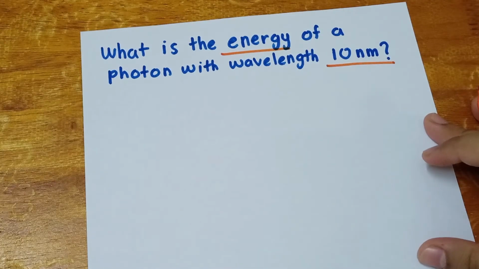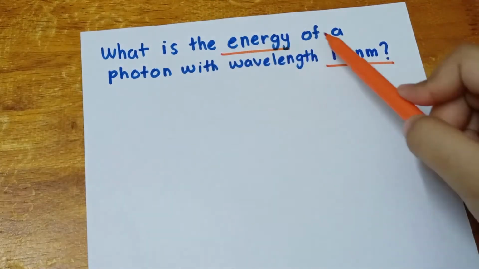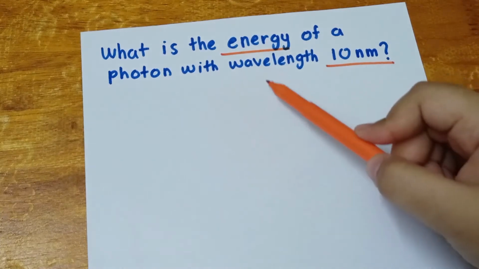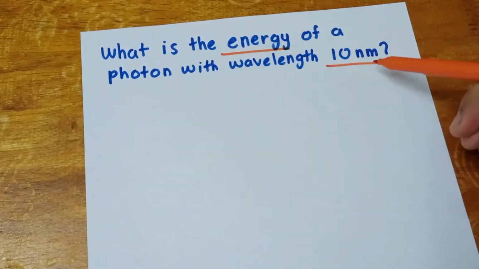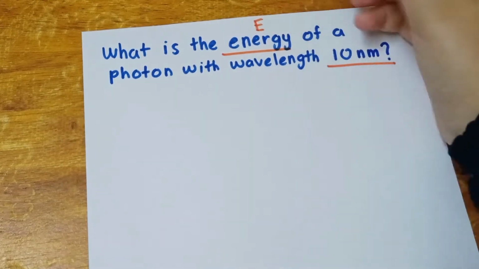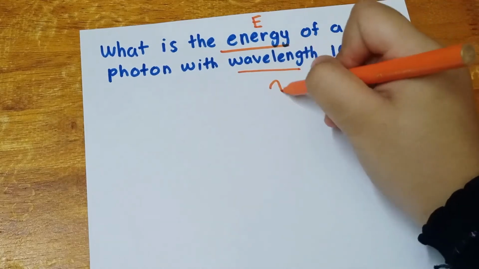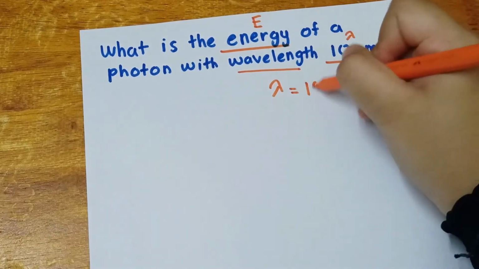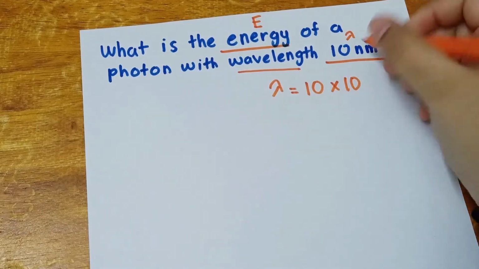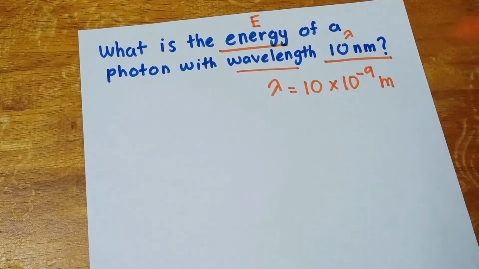Moving on to question number 2, it says, what is the energy of a photon with wavelength of 10 nanometer? As we can see, we need to find the energy, but we are given the wavelength, which is lambda. So lambda is equal to 10 times 10 negative 9, since it is nanometer. So this is in meter.